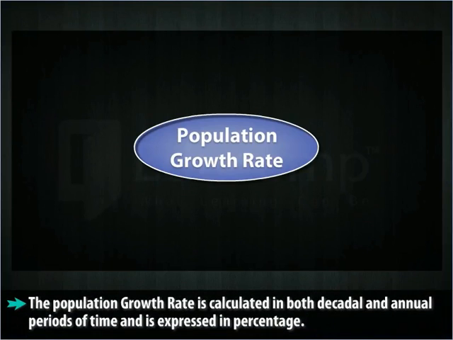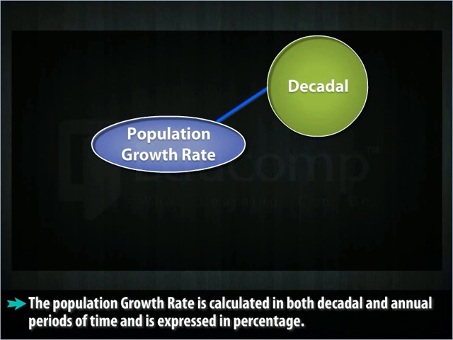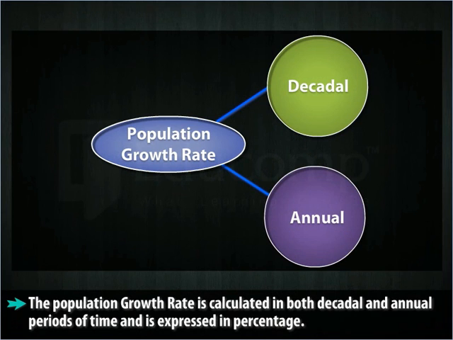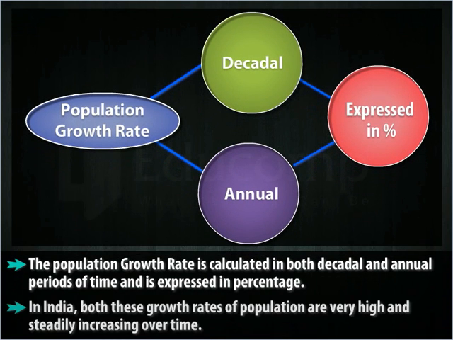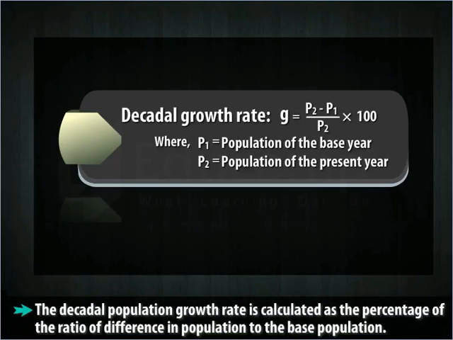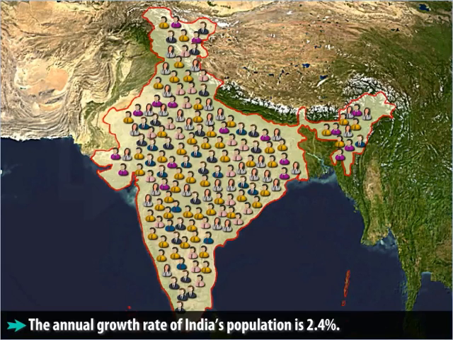The population growth rate is calculated in both decadal and annual periods of time and is expressed in percentage. In India, both these growth rates of population are very high and steadily increasing over time. The decadal population growth rate is calculated as the percentage of the ratio of difference in population to the base population. The annual growth rate of India's population is 2.4%.